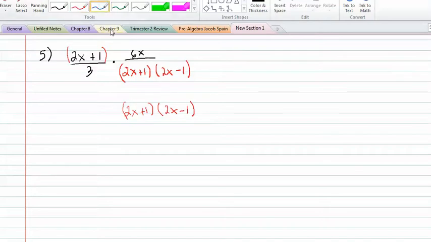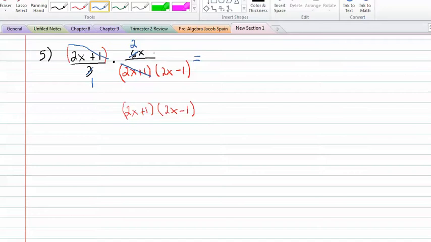Alright, now, do you see anything that can be canceled? Do we have a quantity here that can cancel that quantity? Can we now cancel in this direction? How many times will 3 go into 3? Once. How many times will 3 go into 6? Twice.